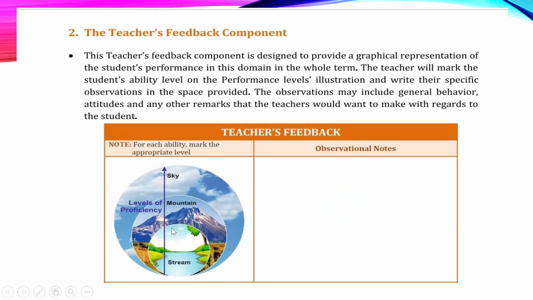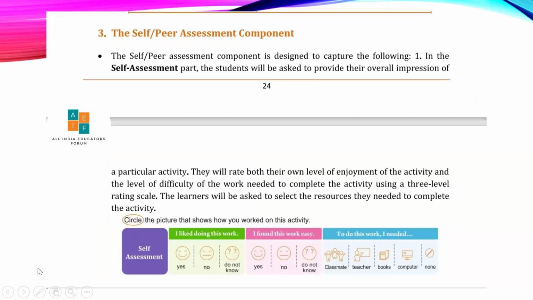And if it is stream, mountain, sky, what is the domain? And the teacher can just write about whether it is on creativity. So creativity is C. Suppose I find the child has not taken any interest in creating or participating in the art activity. So what will I do? I will just write C here. C is for creativity. It's not a grade. C is for creativity, and I am giving the stream level. So I'll come to this in the next slide.